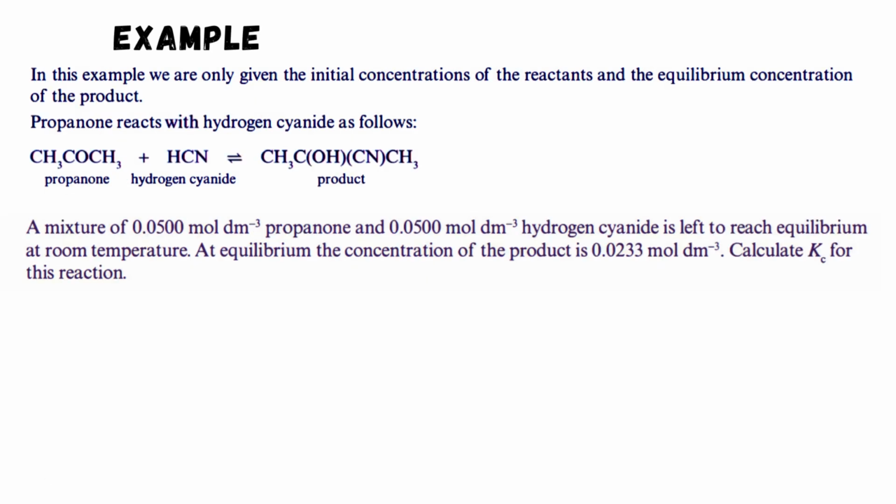Another example. In this example, we are only given the initial concentrations of the reactants and the equilibrium concentration of the product. A mixture of 0.0500 mole per dm cube propanal and 0.0500 mole per dm cube hydrogen cyanide is left to reach equilibrium at room temperature. At equilibrium, the concentration of the product is 0.0233 mole per dm cube. Calculate Kc for this reaction.